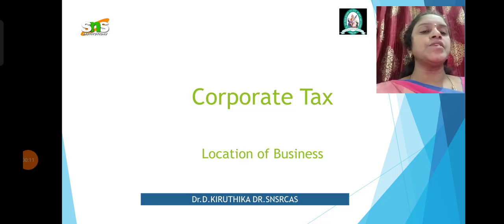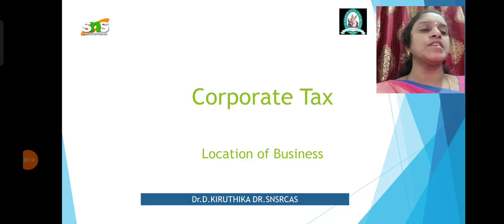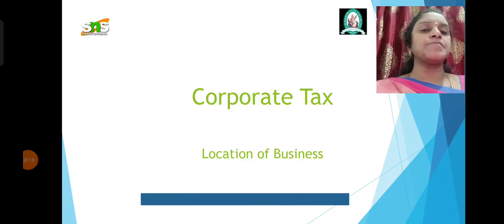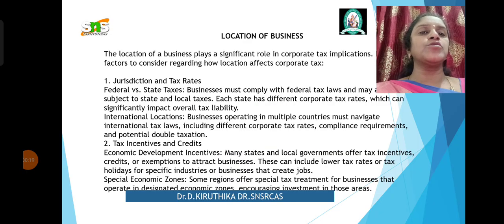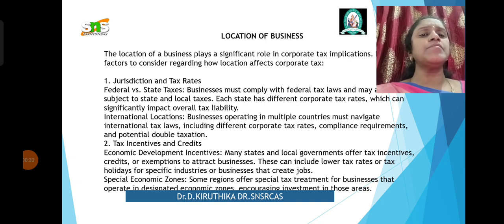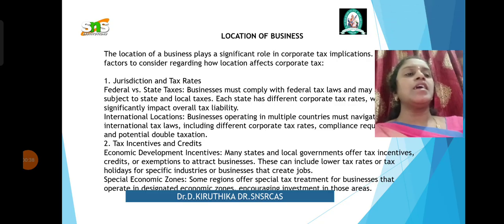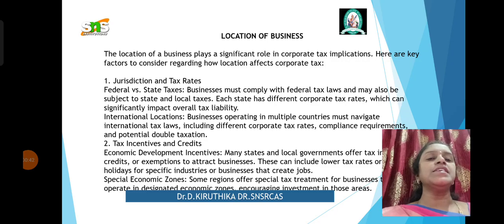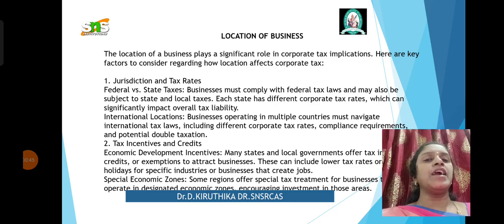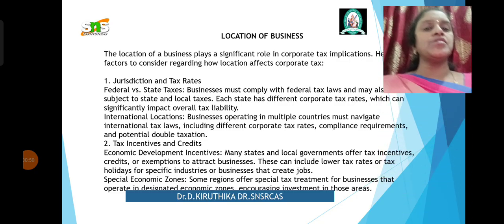Today in our series we are going to look at the location of the business related to tax payments, corporate tax payments. It plays a vital, significant role in corporate tax implications. When selecting a location for a business, first we have to consider the jurisdiction and the tax rates, say federal versus state tax rates. The business must comply with federal tax laws and may also be subject to state and local taxes. So we have to consider both taxes when choosing the location of the business.